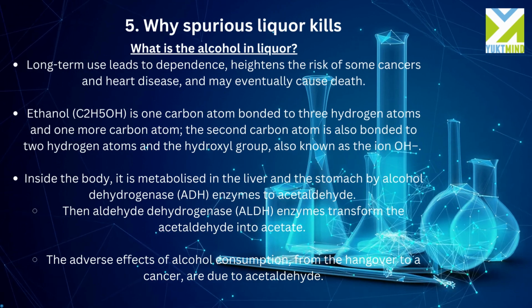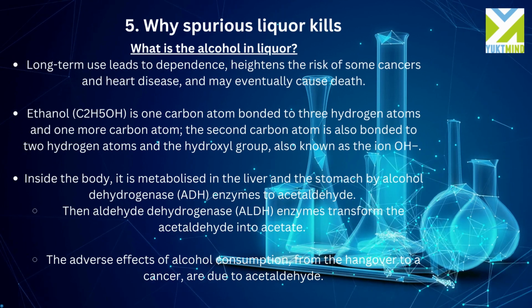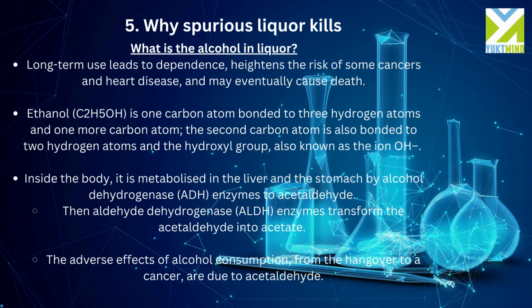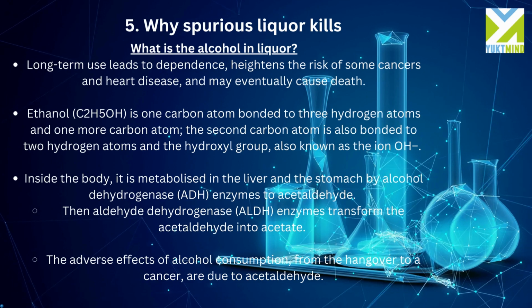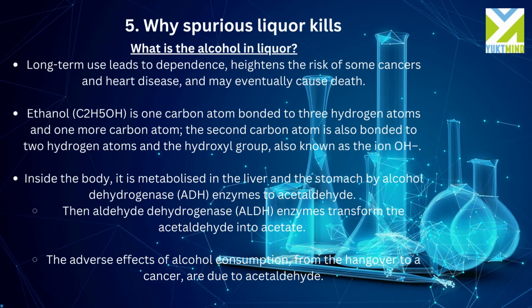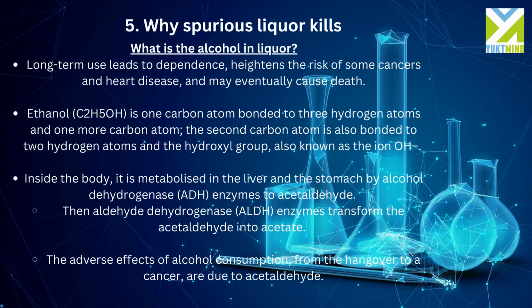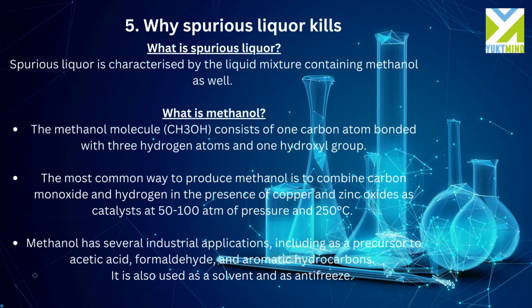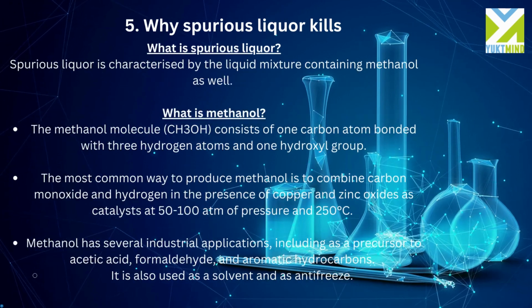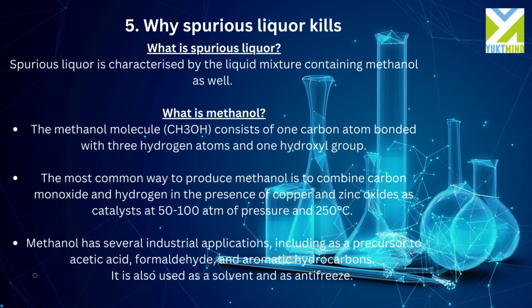Ethanol's chemical formula is C2H5OH, in which OH is the hydroxyl group. Inside the body, it is metabolized in the liver and the stomach by alcohol dehydrogenase (ADH) enzymes to acetaldehyde. The adverse effects of alcohol consumption, from the hangover to cancer, are due to acetaldehyde. Now, spurious liquor is a liquid mixture which has ethanol as well as methanol. The methanol formula is CH3OH.